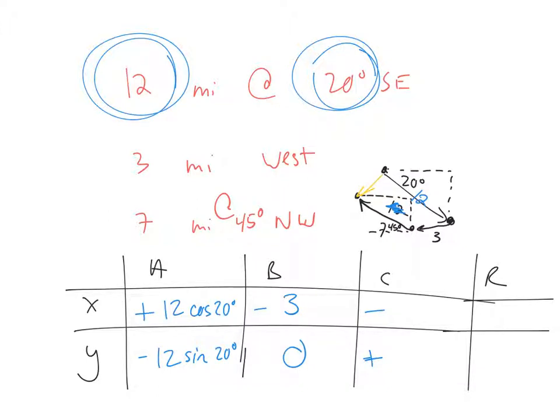7 is the vector length for the third one. 45 is the angle. So you're going to do the exact same thing as this. Except where you see a 12, you're going to put a vector length of 7. Where you see 20 degrees, you're going to put an angle of 45.